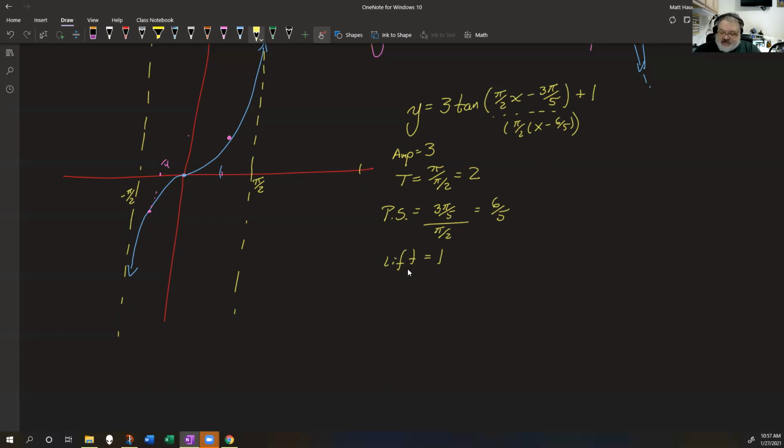So really in that list, the only thing that changed was the natural period for tangent is different than the natural period for sine and cosine. Graphing it is going to feel a little bit different.